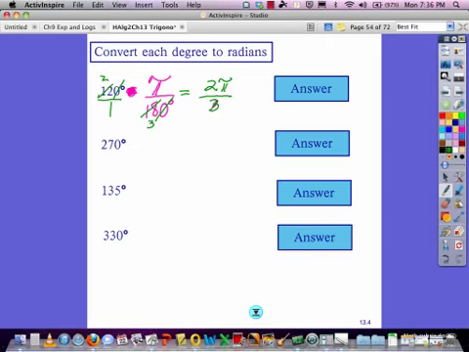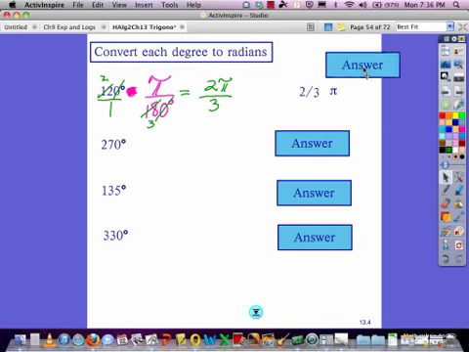And notice, we do not multiply that pi out and use the decimal version, because that would make it even more messy than it already is. And so 120 degrees is really 2 pi over 3. Some people like to write it as I did here, 2/3 pi. It's the same thing. Okay, both are acceptable.